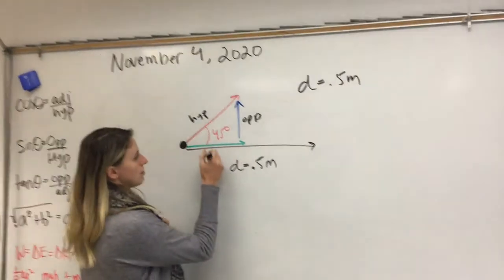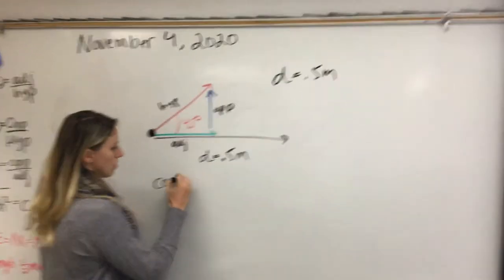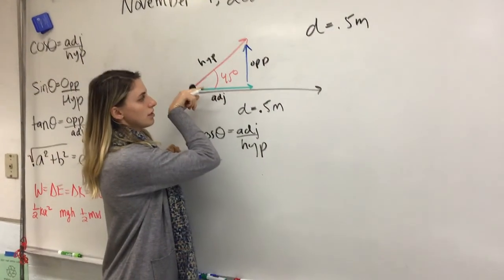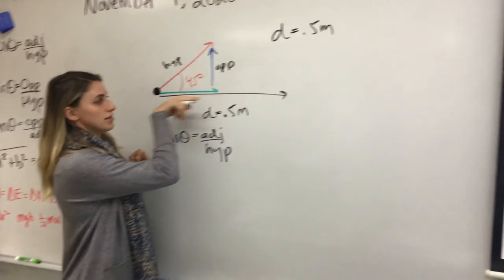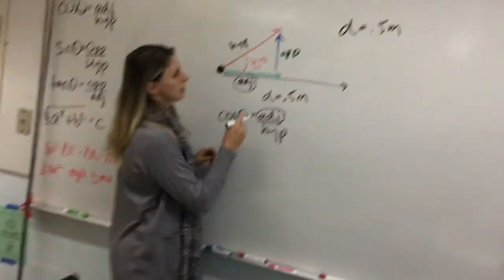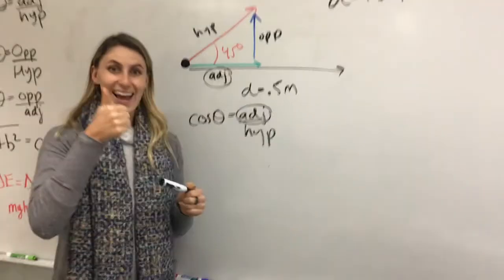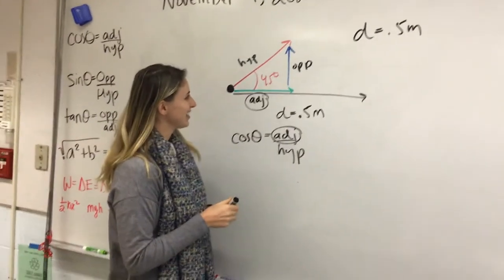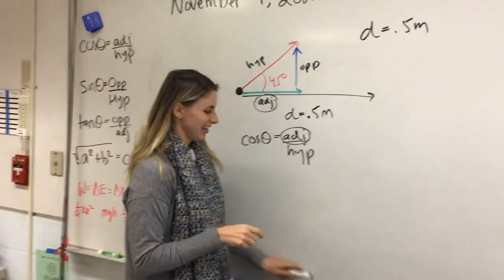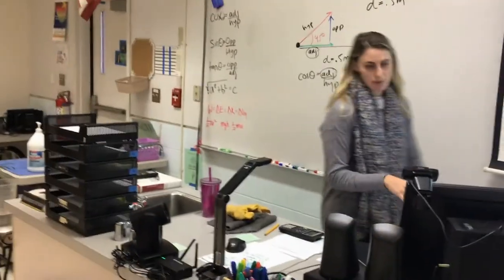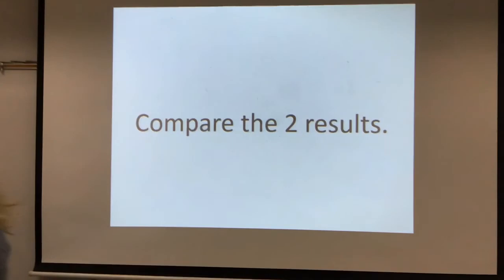We use the cosine because we know that cosine theta equals adjacent over hypotenuse, and we want the component of the force that is in the same direction as the displacement, and that would be the adjacent side. The opposite side would be the sine, and we don't care about that. So calculate how much work you're doing using that equation. Work equals force times the cosine of theta times the displacement. Compare the two results.